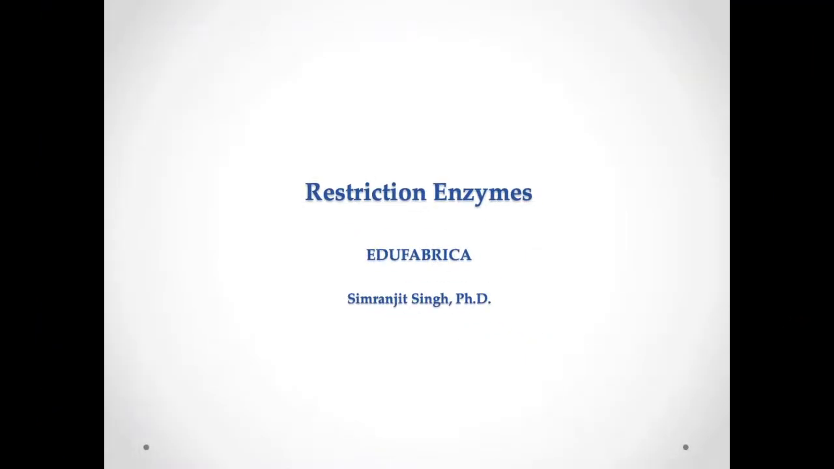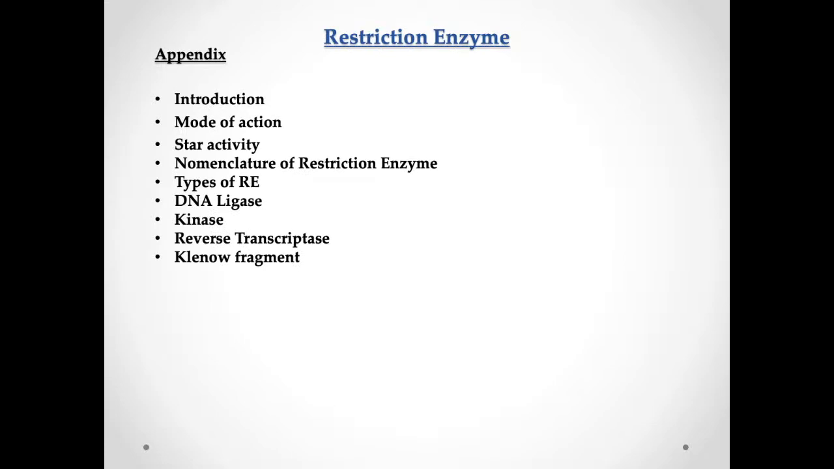So let's start. So restriction enzymes. As we know, the restriction enzymes are mainly used for the digestion of your DNA, right? So to cut your DNA as per requirement using specific restriction enzymes, you will get different results, having blunt and sticky ends. And then we can use it with the help of cloning to generate our concerned transgenic models. So it has introduction, mode of action, star activity, nomenclature, types of RE, DNA ligase, kinase, reverse transcriptase, and so on.